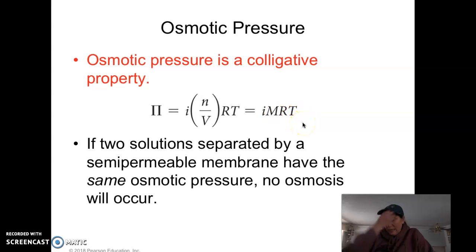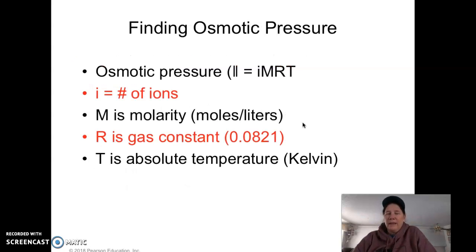Okay, so I'll show you these. If two solutions are separated by a semi-permeable membrane and have the same osmotic pressure, no osmosis will occur. They'll apply pressure to each other and keep it equal. They won't allow it to happen. So here's what I'm talking about. Okay, osmotic pressure again is that pi thing. I don't know why it's that, you guys.